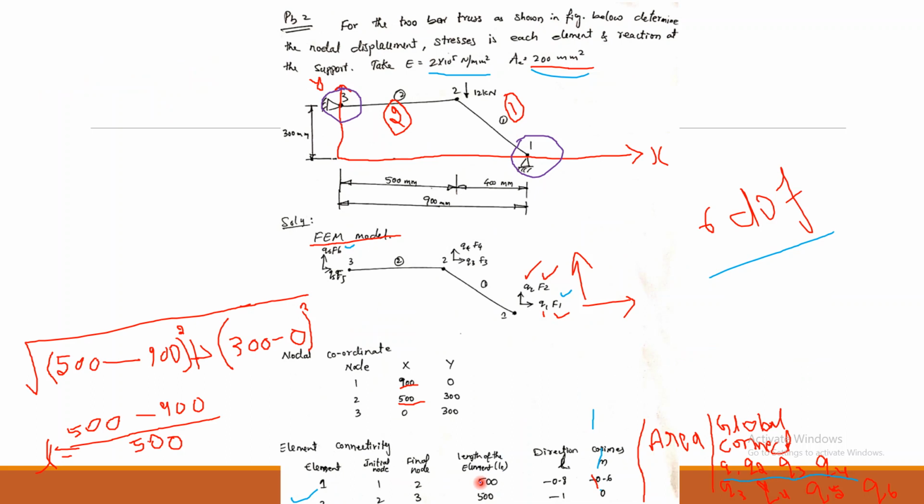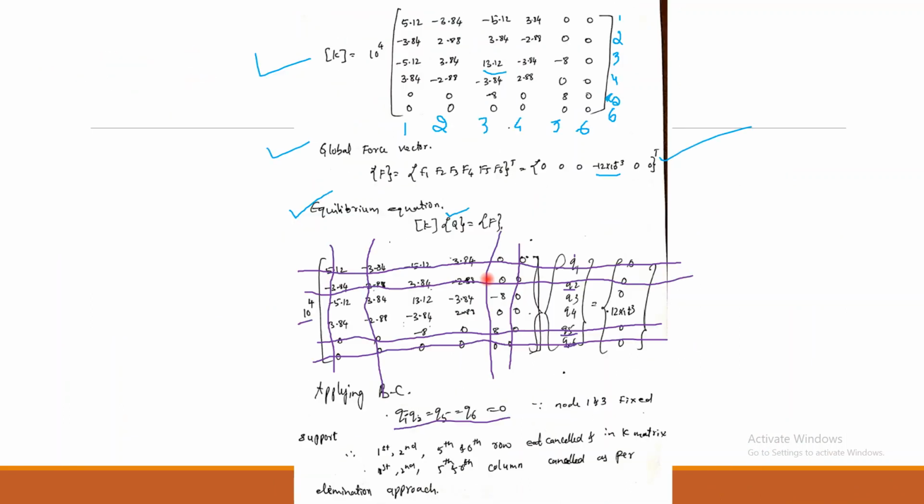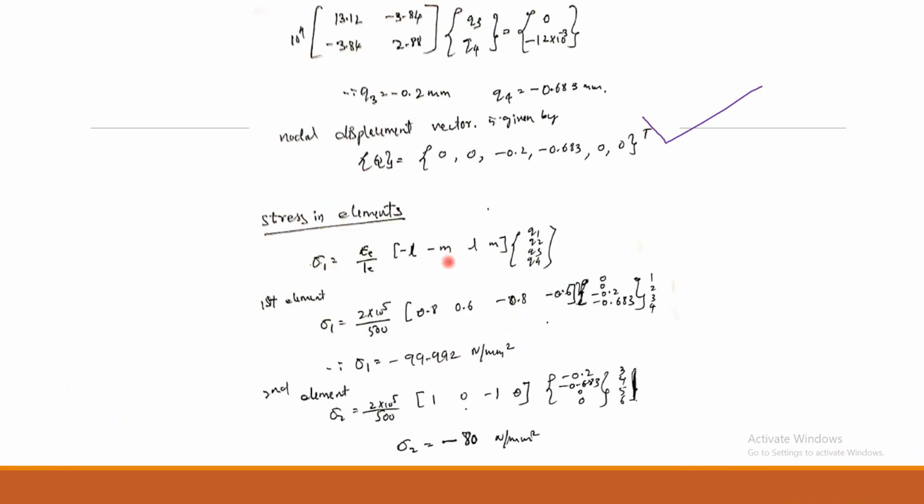For element 1, what is the value of Young's modulus? It is 2 into 10 raised to 5. What is the value of length? 500. Direction cosines: L equal to minus 0.8, M equal to plus 0.6. Like that you have to substitute. Minus into minus becomes plus, so this becomes minus, this becomes minus, and here it becomes plus. Likewise you do the stress.